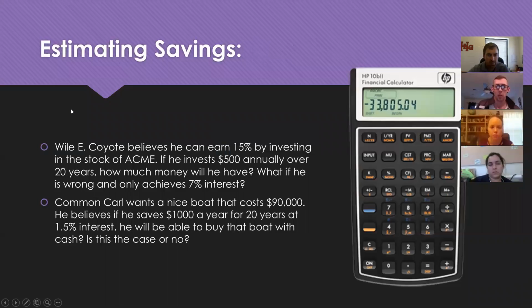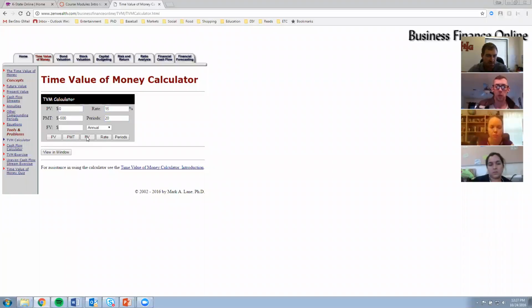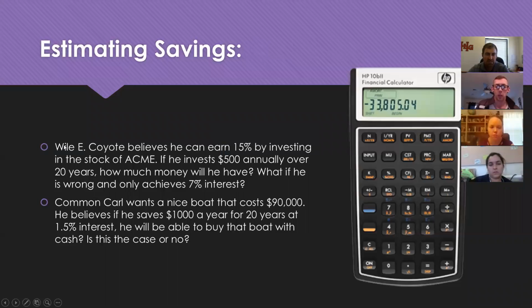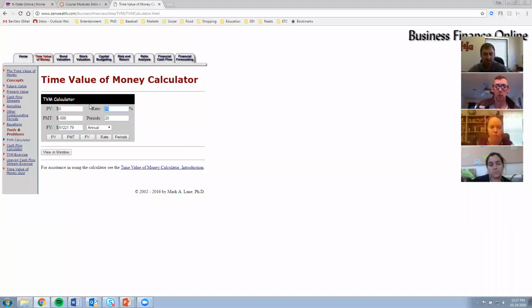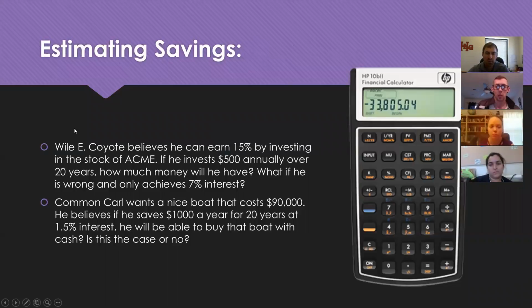We didn't start with any money. Notice he didn't have a lump sum he invested at the beginning. Our future value is going to be $51,000. Let's see if we can only achieve 7%. Future value is going to be $20,000. Oh, that's a big difference. So that's how you answer that question. Let's look at the next one.